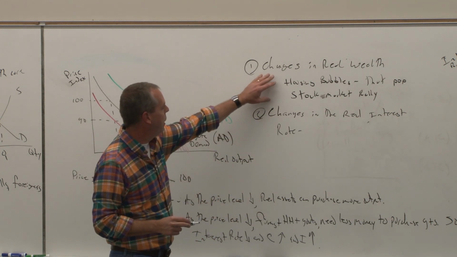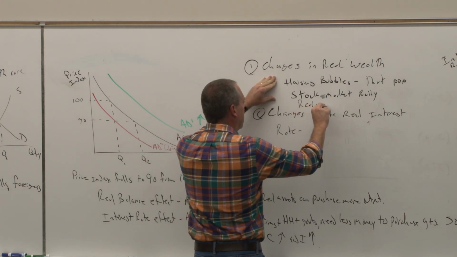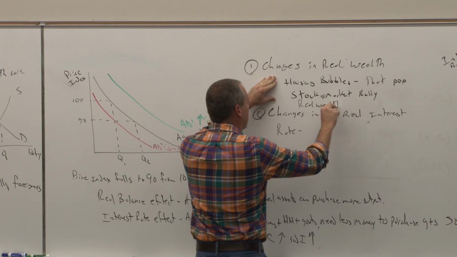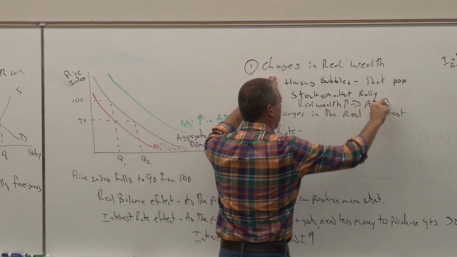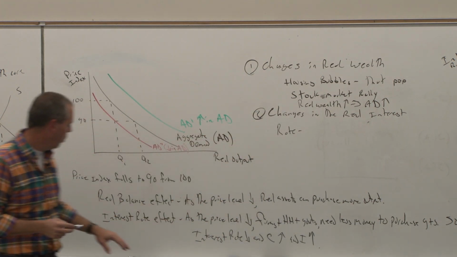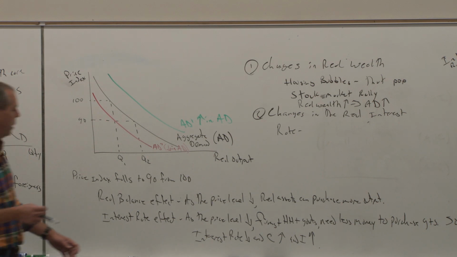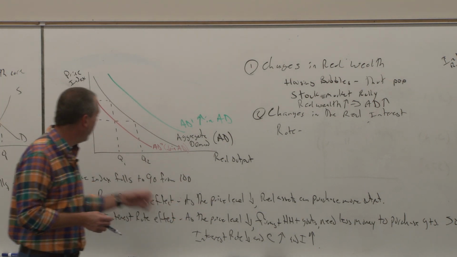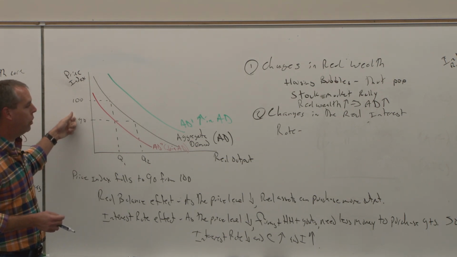Right? And I'm assuming it's obvious that if real wealth here is increasing, aggregate demand's increasing and vice versa, right? Here you're having these changes in the real interest rate. Once again, different from the interest rate effect. These are changes in the interest rate that are exogenous. Okay? The interest rates aren't changing because the price level is changing. The interest rates are just changing on their own.